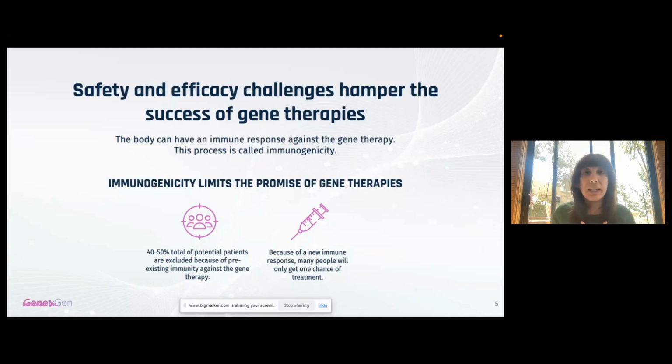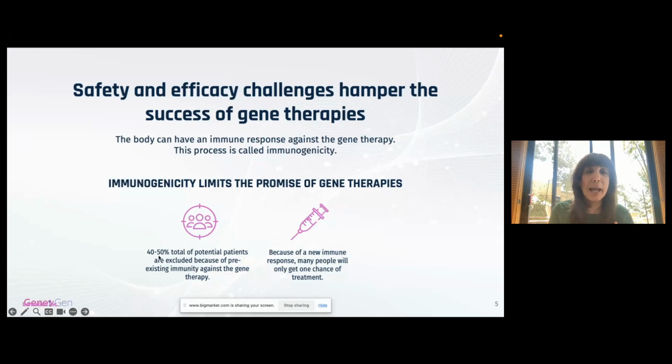However, safety and efficacy challenges hamper the success of gene therapy. What do I mean by that? The idea is we put a foreign genetic element, using, for instance, viral vectors, into the patient's body. So the body's immune system recognizes these as foreign and forms an immune response. There are two types of immune response. Some patients already have exposure to these viral vectors for gene therapies, including adeno-associated virus, and have already formed an immune response. There are pre-existing antibodies, and this is called pre-existing immunity. And there's the immune response that is formed when the body sees the viruses for the first time, the new immune response. So both of these instances provide challenges for the success of gene therapies.